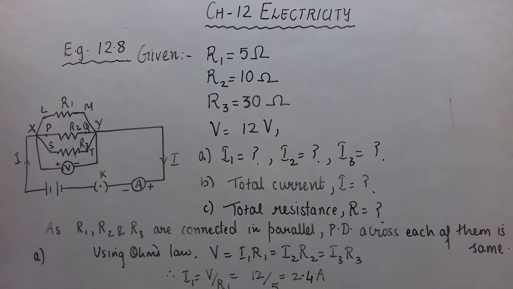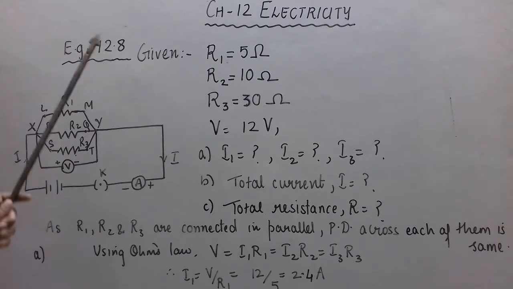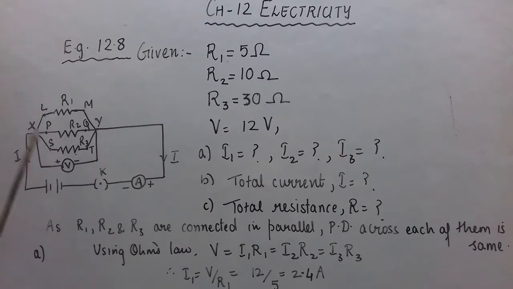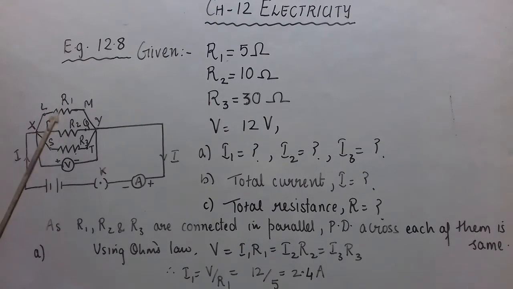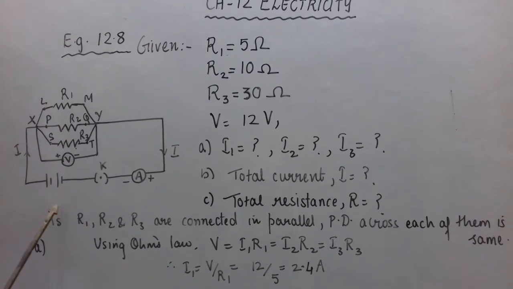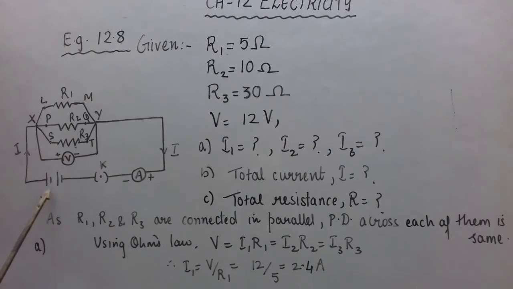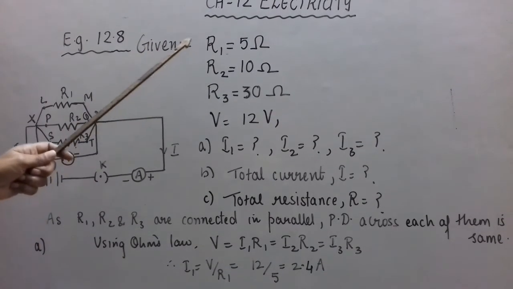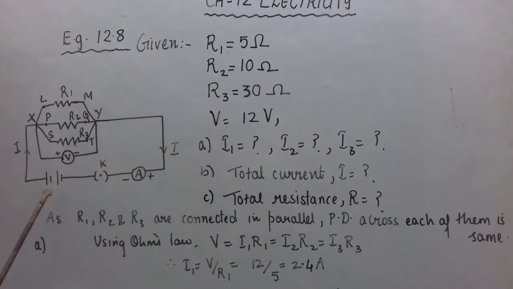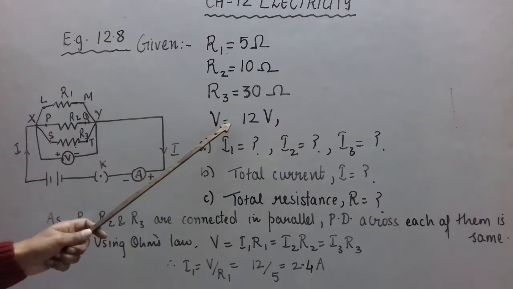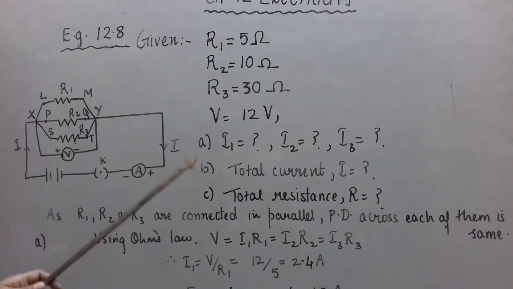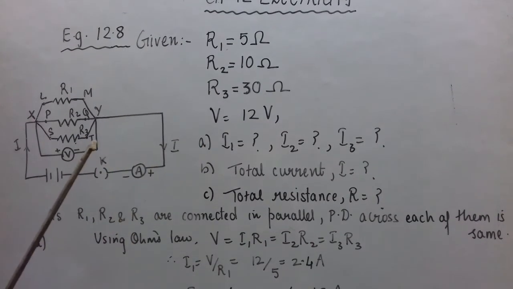In the circuit diagram given here, suppose the resistors R1, R2, R3 are connected. Here they have the values 5 ohm, 10 ohm and 30 ohm respectively, which have been connected to a battery of 12 volts. So this battery has a value of 12 volts. So given R1 is 5 ohm, R2 is 10 ohm, R3 is 30 ohm, and this V provided by the battery is 12 volts. Now you have to calculate the current through each resistor.